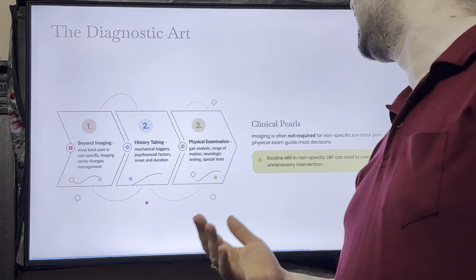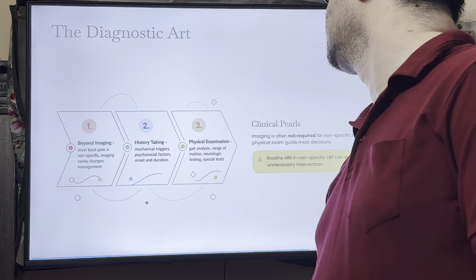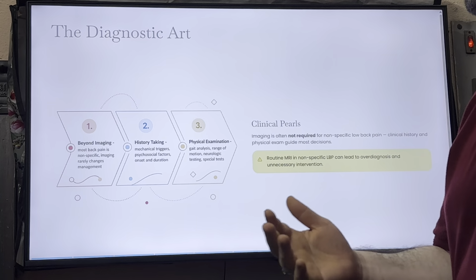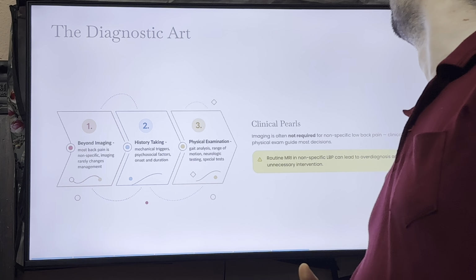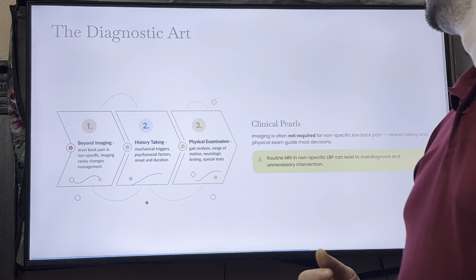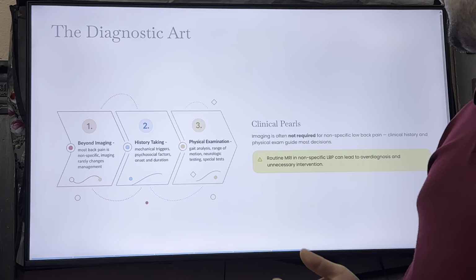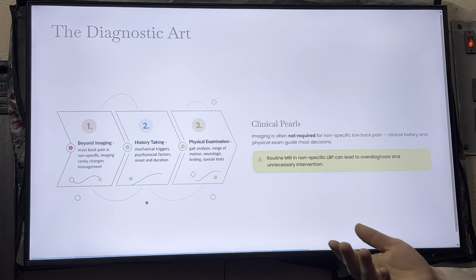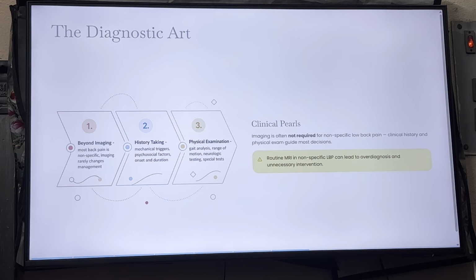Physical examination, gait analysis, range of motion, neurological testing and other special tests must be done for better evaluation of a patient with low back pain. Imaging is often not required for non-specific low back pain. Clinical history and physical exam guide most decisions. Routine MRI in non-specific low back pain can lead to overdiagnosis and unnecessary intervention.